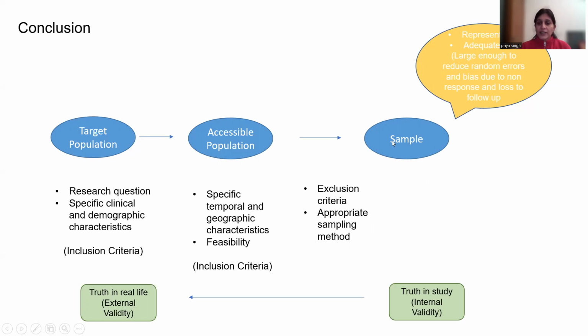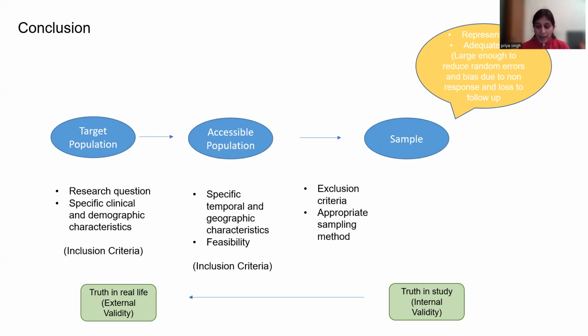Now, when the study is conducted, we obtain certain results which we consider are true for that study. That is, the truth in the study is known as internal validity. And when those inferences can be generalized to the target population, that is truth in real life, it is called external validity.